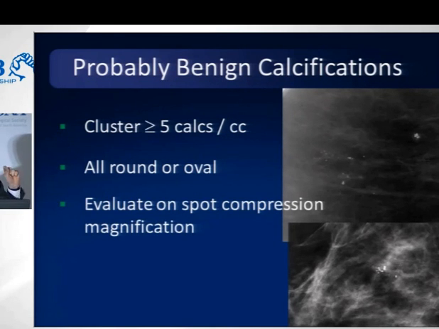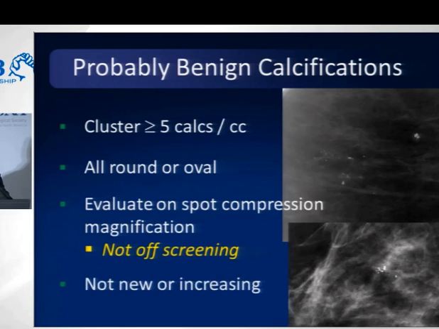And importantly, those calcifications have to be evaluated on a spot compression magnification view in order to know for sure that they are round. Even though we have electronic zoom on our PACS systems today, that is not sufficient. It has to be a spot compression magnification view. And because it has to be on a spot mag view, you know that you cannot call probably benign off of screening, because you need to call those patients back and get the magnification view.